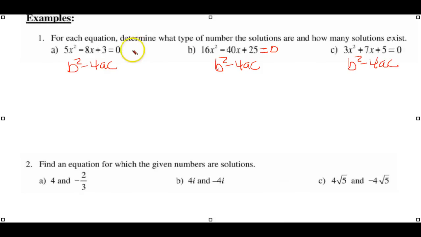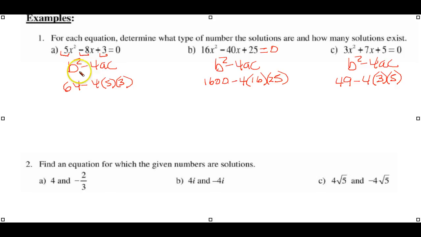So this is what we'll find under the radical sign. This is the discriminant. You're going to substitute your a value, your b value, and your c value. Get an answer, and then determine whether you're going to have 2 real, 1 real, or 2 imaginary numbers. We'll give you some time.